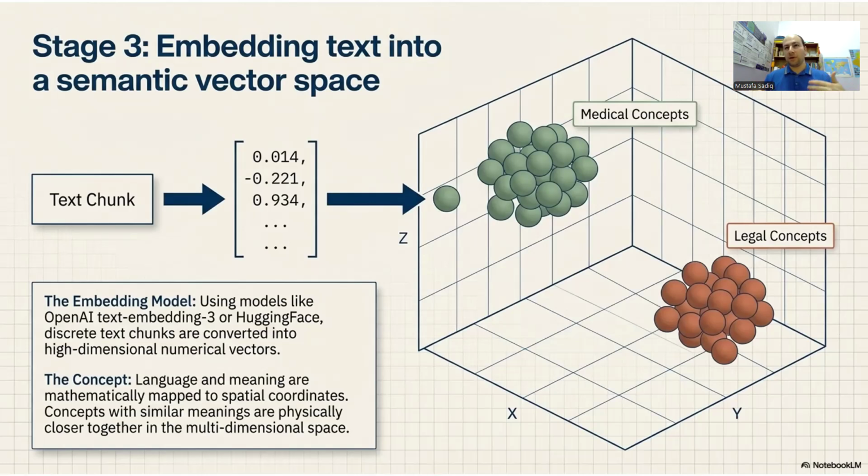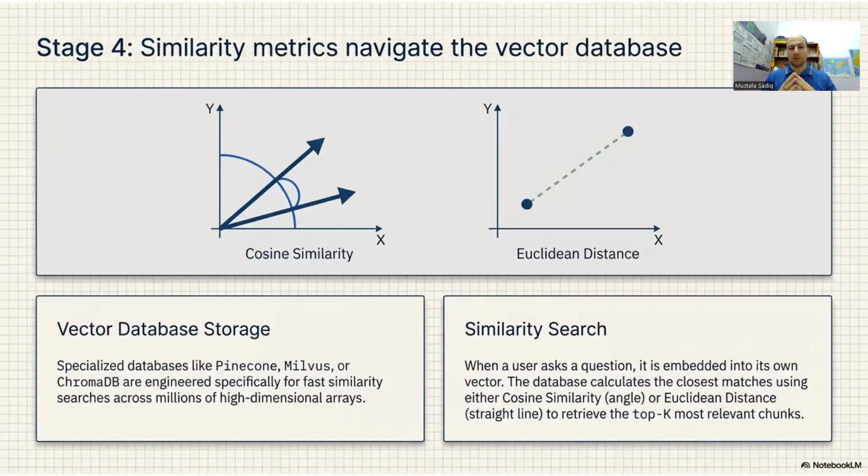So whenever we give a question, depending on the text or the terms that we use in the question, it will go for the medical concepts or the legal concepts or whatever concepts that are there in this multi-dimensional space, which is a higher dimensional space. Then how can we say that our question is closer to the medical or the financial or the legal or something like that? It is based on the similarity matrices that are navigated through the vector database.